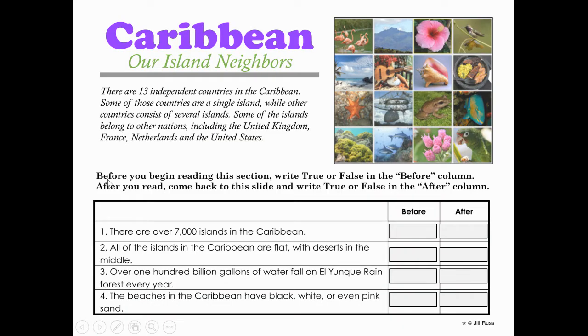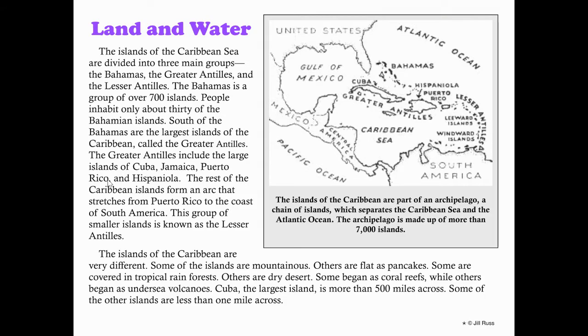So today we're going to do land, water, and climate. And when we're done, you're going to answer a couple questions. The first one is, there are over 7,000 islands in the Caribbean. The second one, all of the islands in the Caribbean are flat with deserts in the middle. The third, over 100 billion gallons of water fall on El Yunque rainforest each year. And the fourth, the beaches in the Caribbean have black, white, or even pink sand. So let's think about those as we get into our reading.